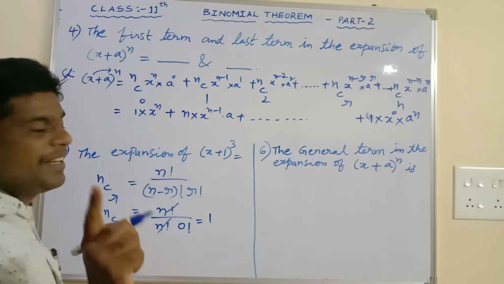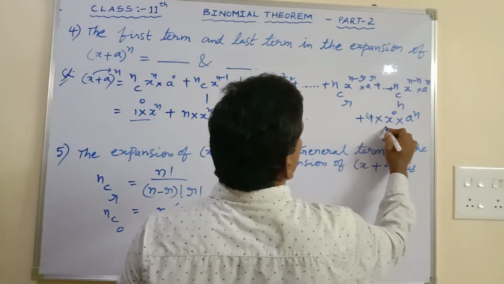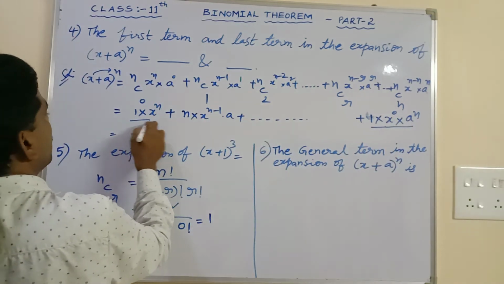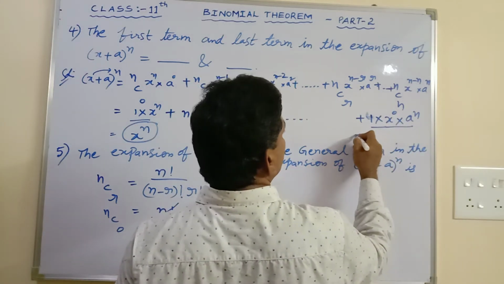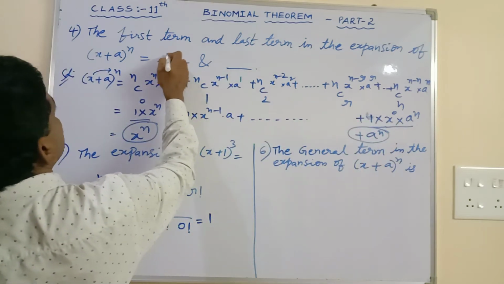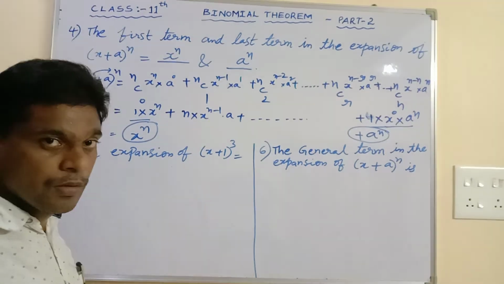So we need to find here the first term and the last term. So the first term is x power n and the last term is x power 0 value 1, so the last term is a power n. So right here the first term is x power n, the last term is a power n.